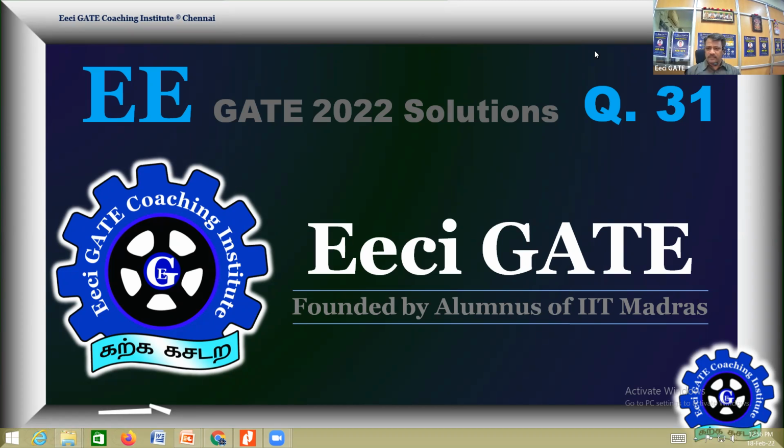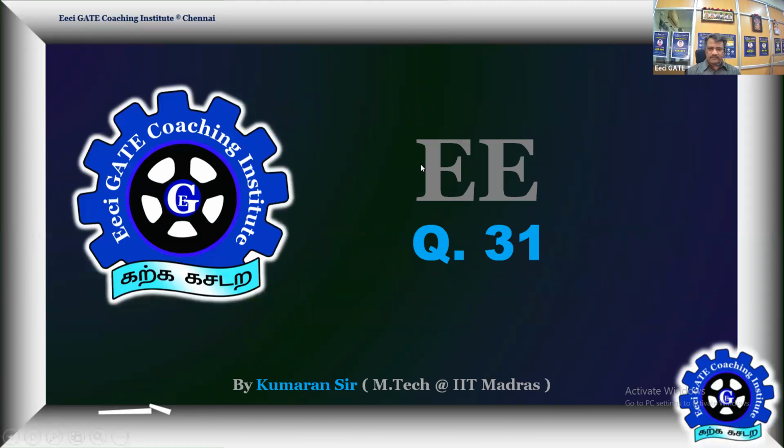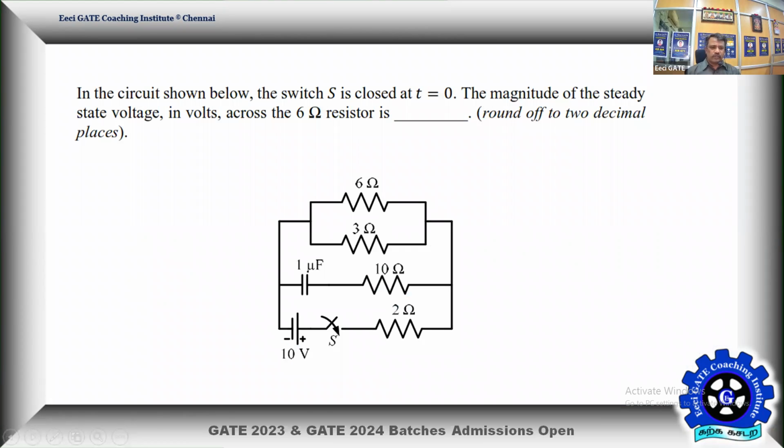Next problem, problem number 31 as per the master paper, based on circuit transients. That's a very simple, interesting problem. Given the circuit shown below, the switch S is closed at time t equal to 0. The magnitude of the steady state voltage in volts across the 6 ohm resistor is, up to 2 decimal places. Okay, so the switch is closed at time t equal to 0.